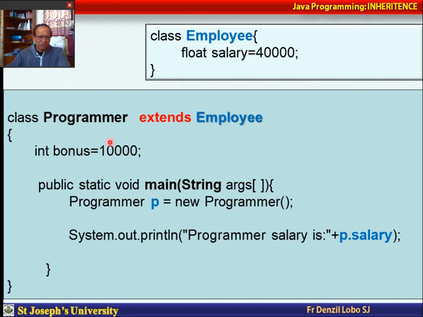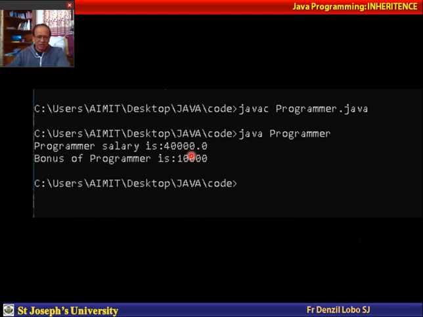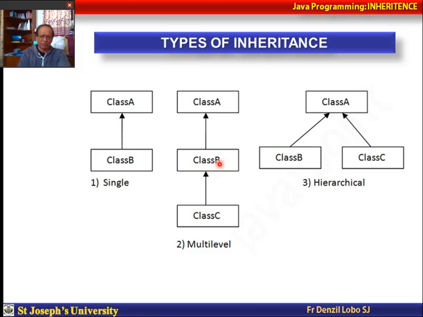Salary is not mentioned in the programmer class, but it is inheriting that. So p dot salary is going to print the salary as 40,000, and you have got p dot bonus. Bonus is the field, the variable, here of programmer. So this is also printed, as you see here. Programmer salary is 40,000 and programmer bonus is 10,000. So this is how we see the subclass inheriting the field. In this case, it was a variable of the superclass.